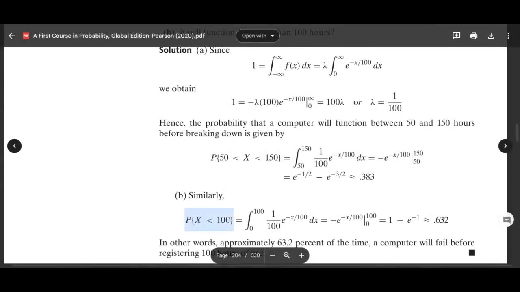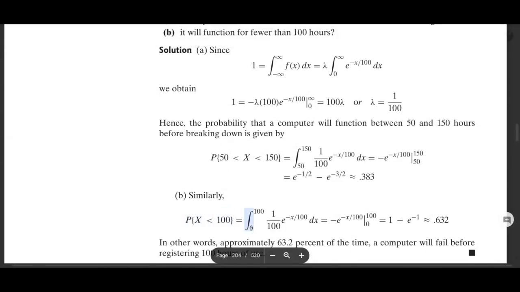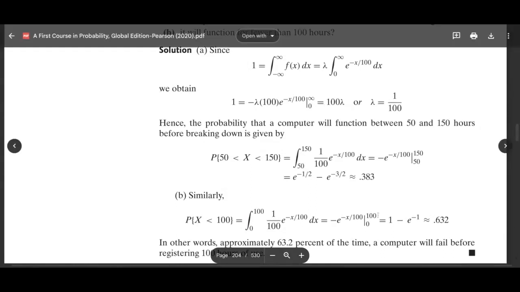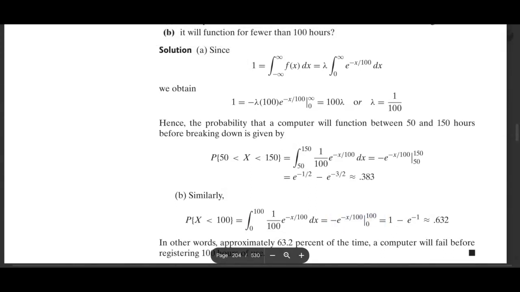B, random variable less than 100 hours. So that's from 0 to 100. Plug in, integrate. That's about 63%.